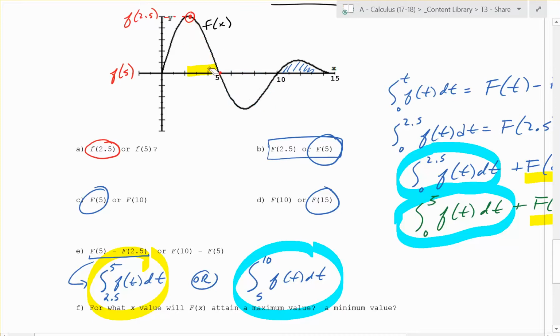Well, one of them is positive and one of them is negative. The yellow is positive and the blue is negative. So which one's going to be bigger? This one's going to be bigger.